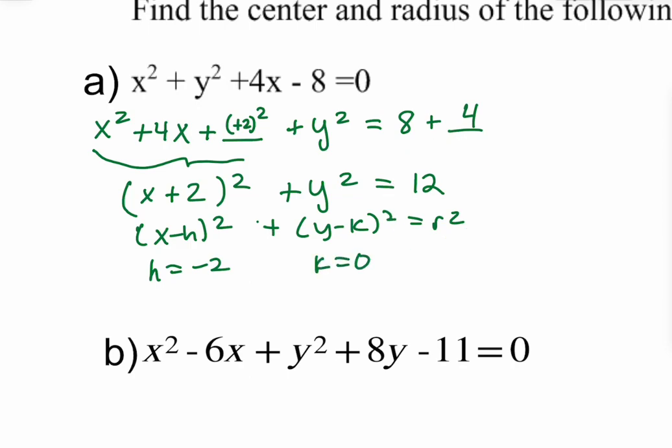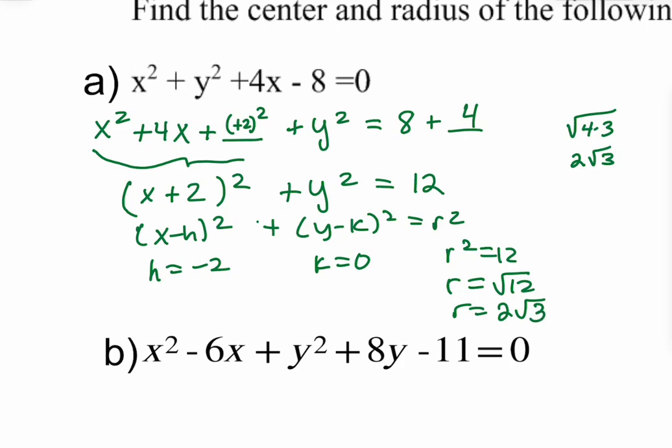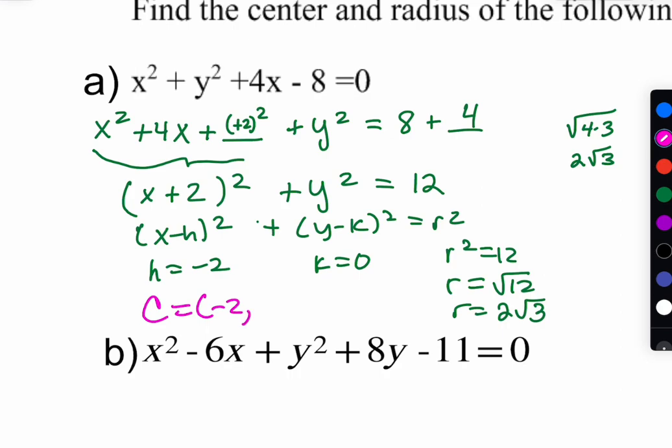And then our r is a little bit of a funky one. R squared is 12, so r is the square root of 12. Now, the square root of 12 is not a great way to write that. If you put that into a calculator, it's 3 point something. But since 12 is 4 times 3, the only perfect square contained in 12 is 4. I can do the square root of 4, but I can't do the square root of 3. So I prefer that you write it in its reduced radical form, 2 radical 3. So the answer is our center is negative 2, 0. Our radius is 2 radical 3.